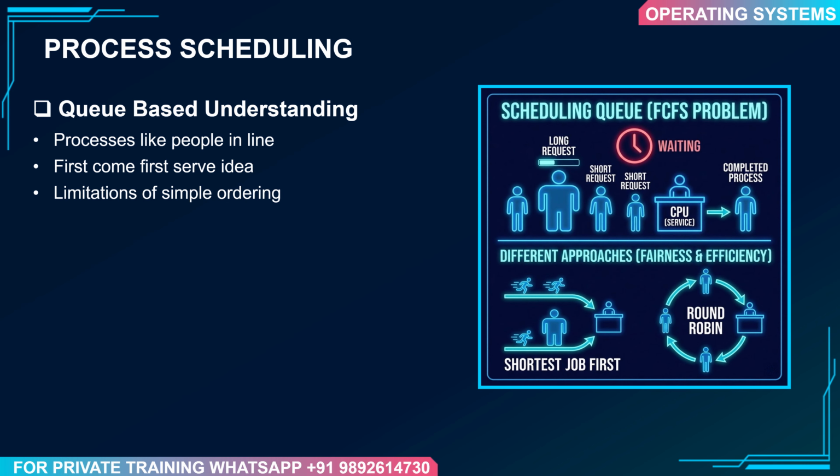To understand scheduling better, imagine a queue at a ticket counter. People arrive, stand in line, get served, and leave. The simplest scheduling approach is like this queue. Whoever comes first gets served first. But what if the first person has a very complicated request that takes a long time, while others only need a few seconds? Everyone behind has to wait. That may not be ideal. So different scheduling approaches exist, each with its own idea of fairness and efficiency.